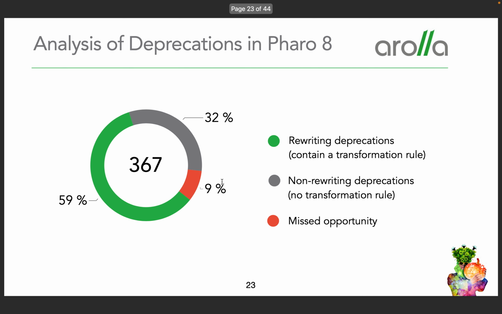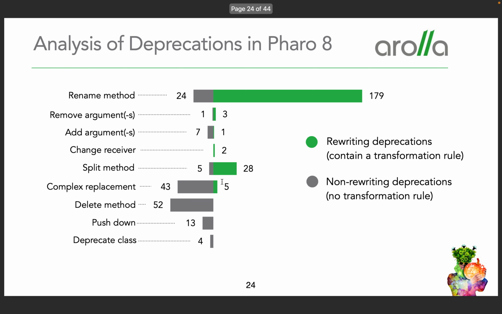But what is more interesting is that out of those 41%, 9% of all deprecations, you can see this portion, are the missed opportunity to introduce a transformation rule. Why? Because there is a straightforward way in which a transformation rule can be inferred from the deprecation. It is just perhaps that the developer who introduced the deprecation did not know how to use transformation rules, or maybe they did not know what is the correct replacement. So they could benefit from a tool that could help them.